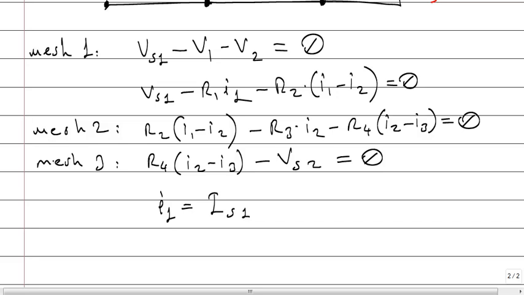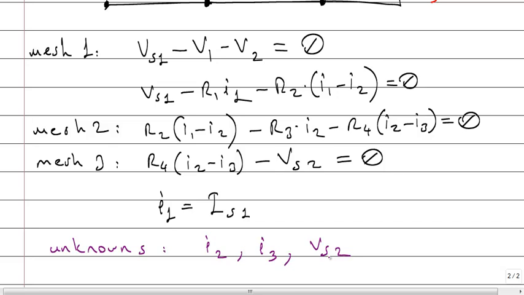So how many equations do I have? 1, 2, 3, 4 equations. How many unknowns do I have? Unknowns. I1. Actually, I1 is known anymore. Okay. I2, I3, and what? V source 2. I don't know these values.